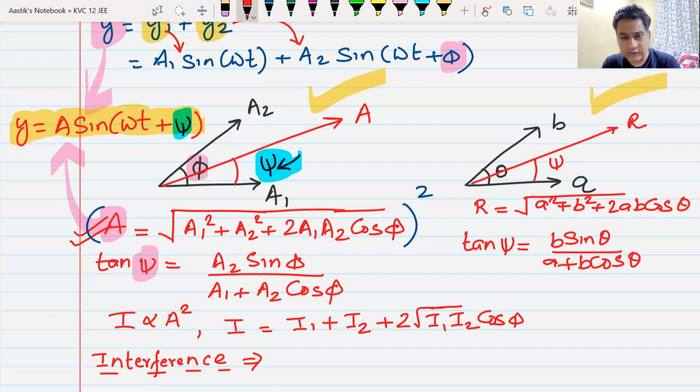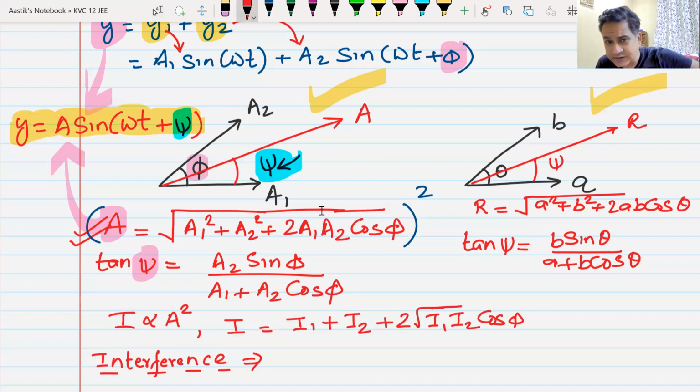The resultant intensity of the wave or the disturbance that is produced by the superposition of these two waves is I equal to I1 plus I2 plus 2 times root I1 I2 cos phi. I'll give you a minute to note this down. Remember this formula because this is going to be used.